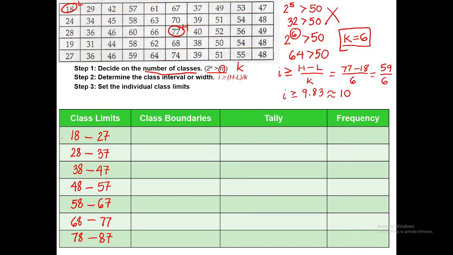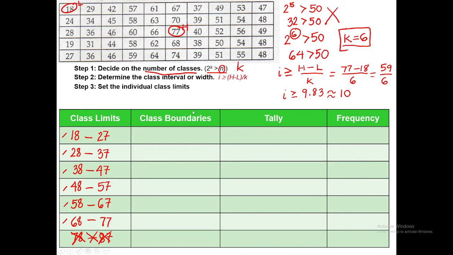We have 1, 2, 3, 4, 5, 6. So I said a while ago that this 78 to 87 is no longer used, because you don't have a score here that is 78 to 87. So you just cross that out. Anyway, it is not used because we only have until 77 in our data.